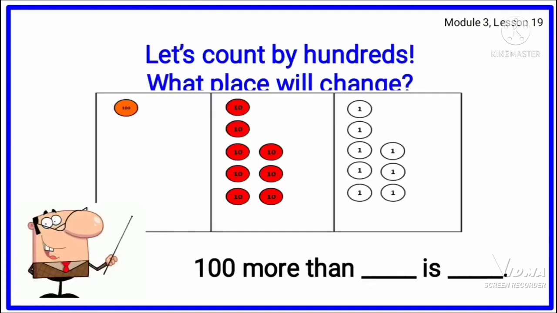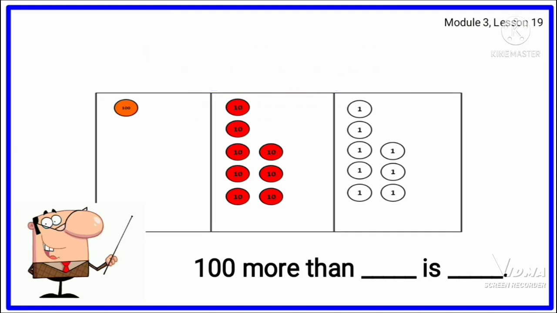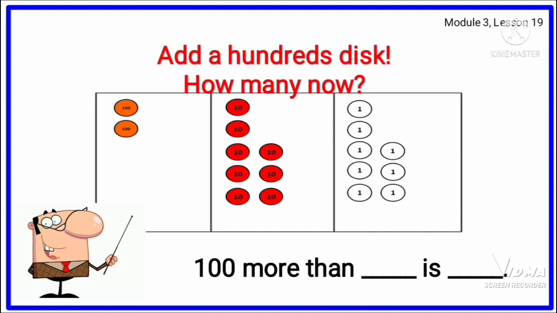Okay, so let us count by hundreds. The number we have now is 188. What place will change? 100 more than 186 will be what? Add to the 100 place. That is it. It will be 286.